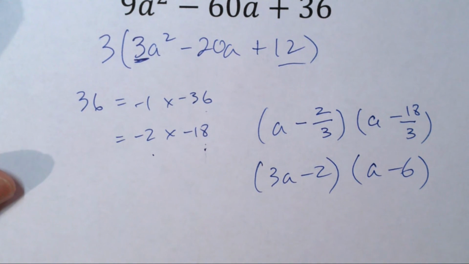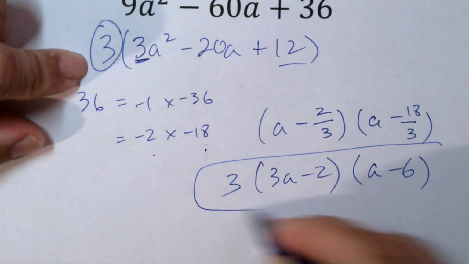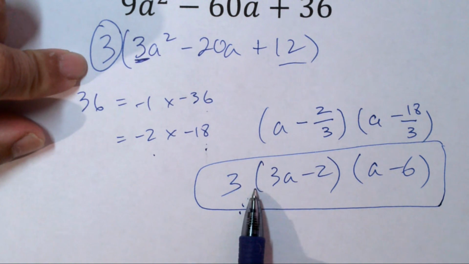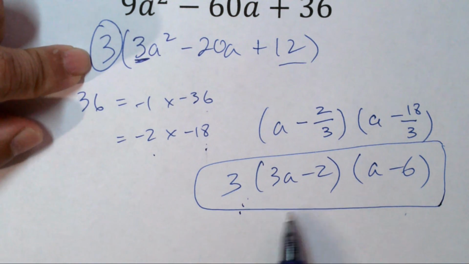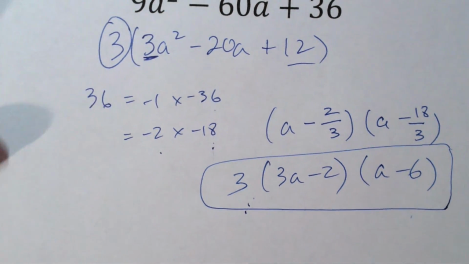That's not the answer, right? This alone is not the answer. Don't forget that, not the leading coefficient, but the GCF that we took out. Make that part of the answer, and this is the answer. That GCF that we took out has to be part of your final answer, all right? So there's our answer. That's it. And the last example.